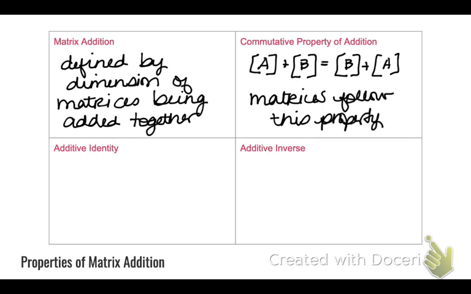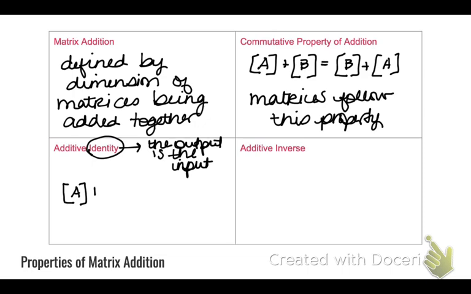For additive identity, when we add and result in identity, that means that we have the same result. So the output is also the input. So I'm going to take matrix A, I'm going to add it to another matrix, and the result should be what I started with in matrix A.